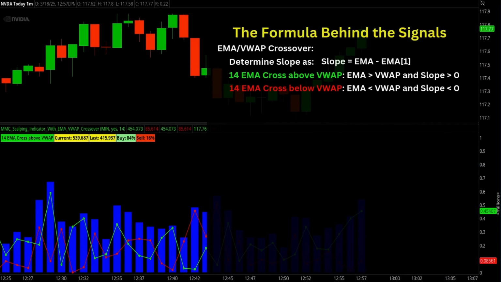When the 14 EMA crosses above the VWAP, it often signals bullish intent. When it crosses below, it can suggest selling momentum.